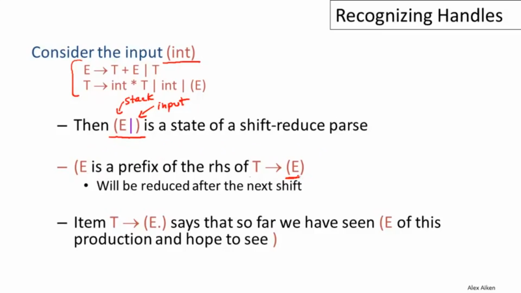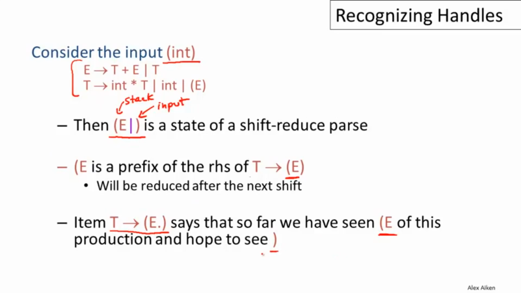So this is where the items come in. The item T goes to open paren E dot close paren describes this state of affairs. It says that so far we have seen open paren E of this production, and we're hoping in the future to see the close paren.